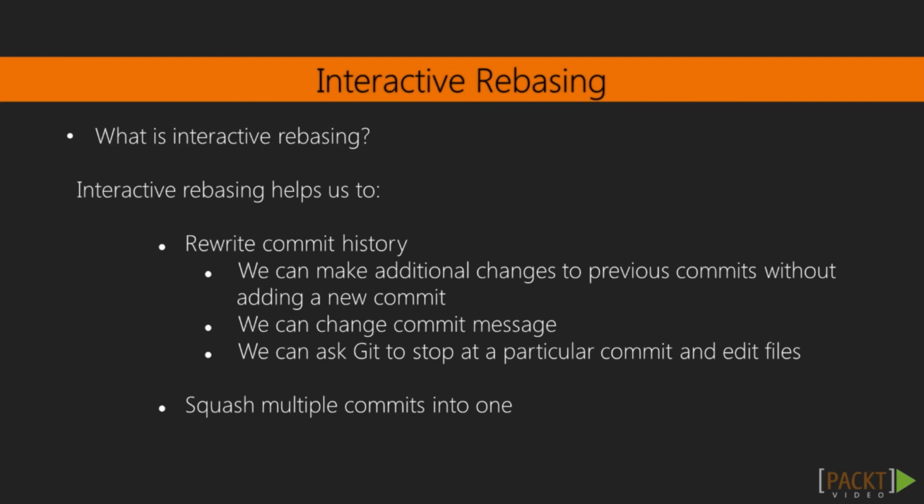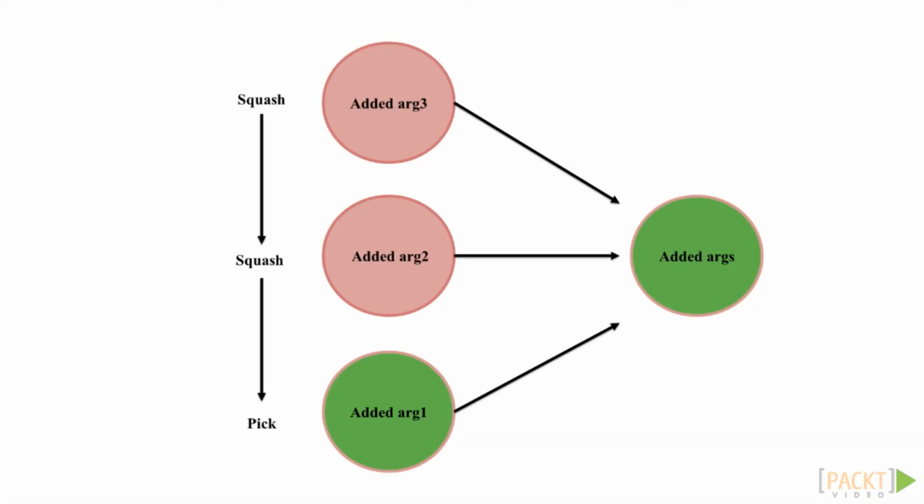Essentially, it's a feature that allows us to rewrite the commit history. If we want our changes to be modified or repackaged in some way, this feature allows us to make additional changes to previous commits without having to make a new one. There are a number of operations that can be performed on any commit in an interactive rebase. We can change the commit message. We can tell Git to stop at that commit so we can edit some files. Most commonly, though, we will use the squash operation to condense multiple commits into a single commit. This is the operation we'll focus on for today's video.